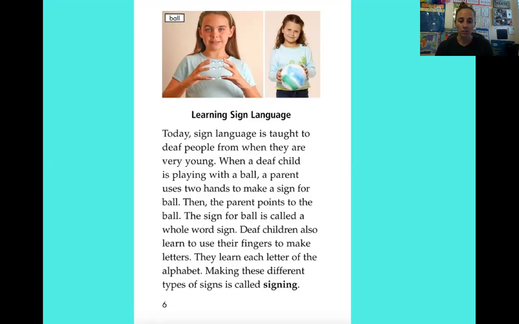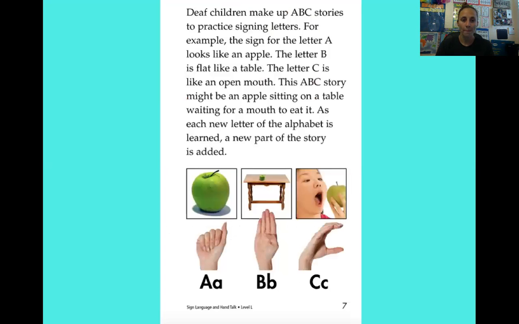Deaf children also learn to use their fingers to make letters. They learn each letter of the alphabet. Making these different types of signs is called signing. Remember, people who are actually using sign language. Deaf children make up ABC stories to practice signing letters. For example, the sign for the letter A looks like an apple.